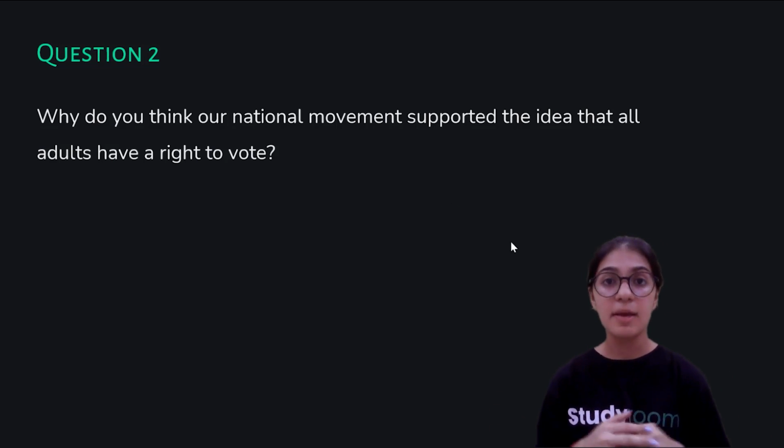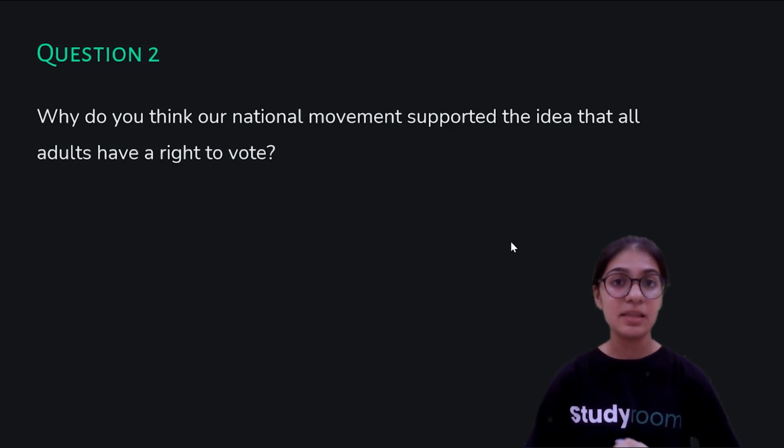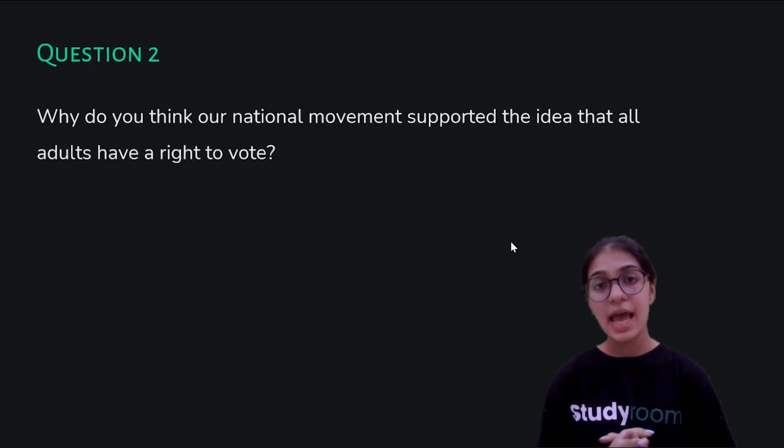So this is very important to make India a democratic country. If each and every citizen is given the chance to vote, it would lead to fairer decisions. People can directly elect the people that they want to make laws. And so this makes India a democratic country.